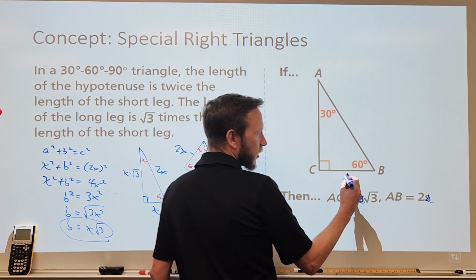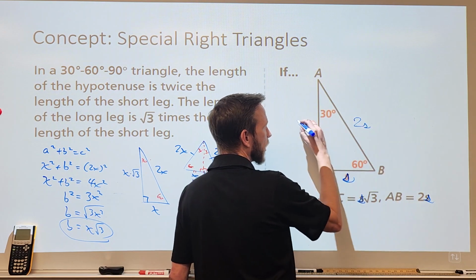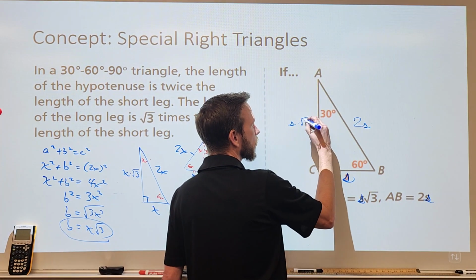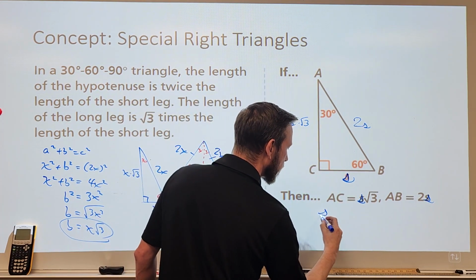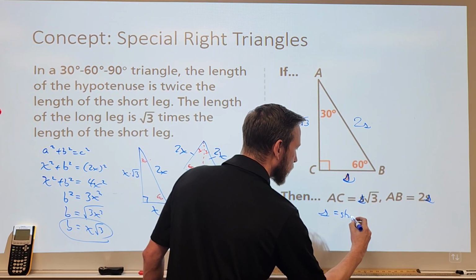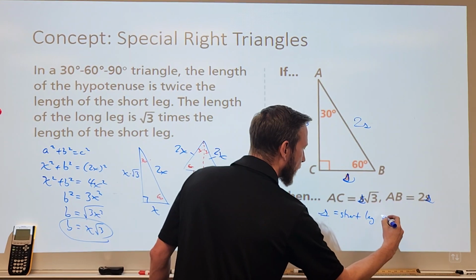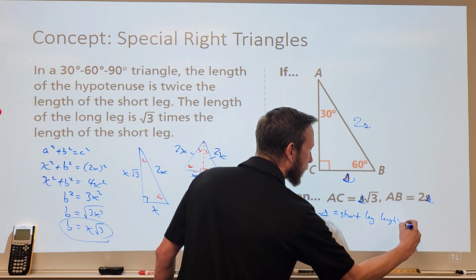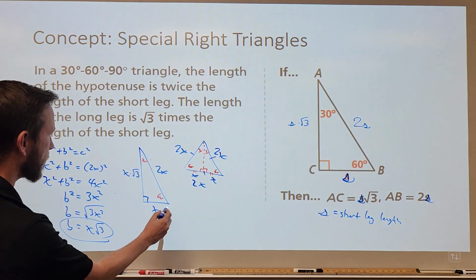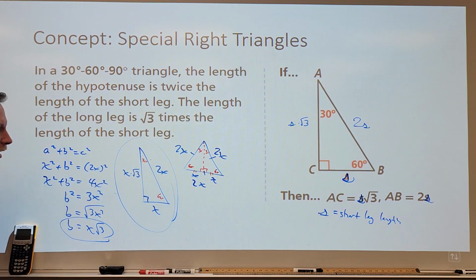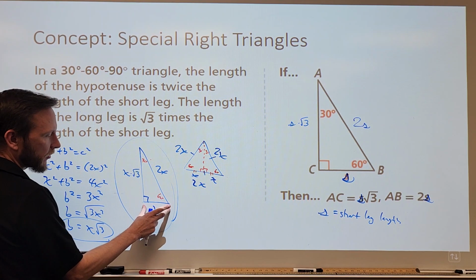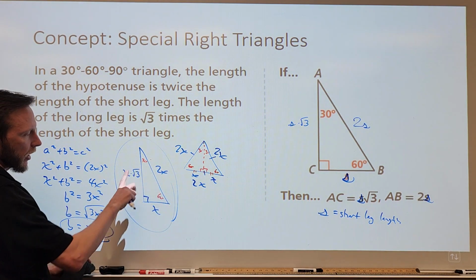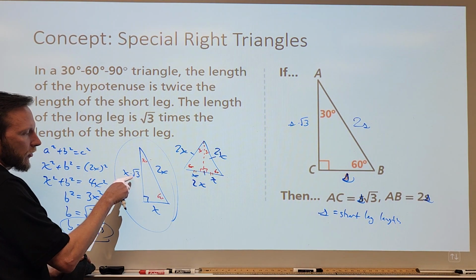So if this is s, then this is 2s, and this is s times the square root of 3. If you're using s for the length of the short leg, then use x, all right? If you would rather write this, it might make a lot more sense to us. So the short leg is x, the hypotenuse is 2 times x, and the long leg is x times the square root of 3.